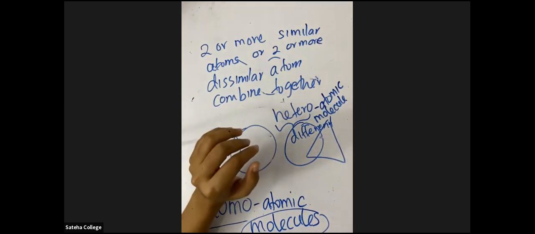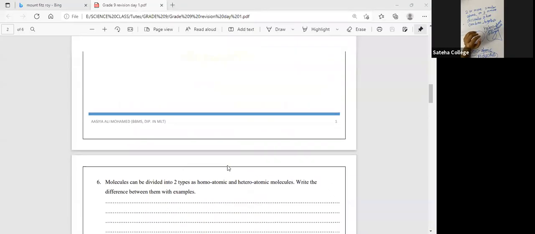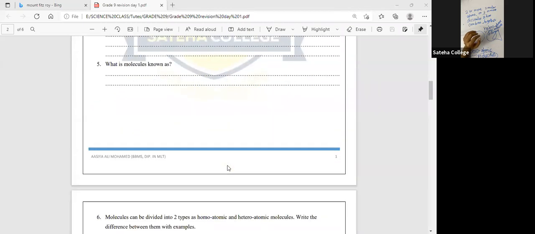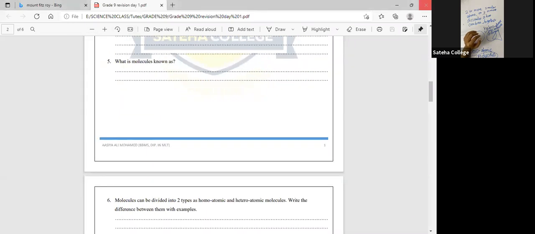Very good. Now, can you do the next two questions? Question number 5 and question number 6. Do it soon. Without seeing the book. Before you go from the class, you should make sure you can write it on your own. No copying from the book. Without seeing the book, write your answer.